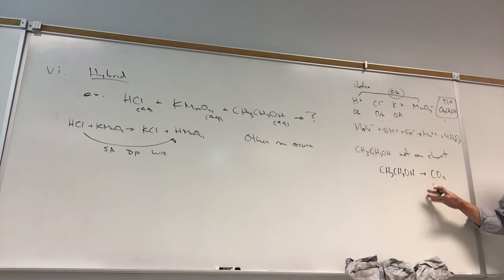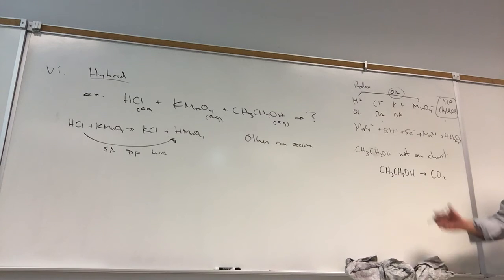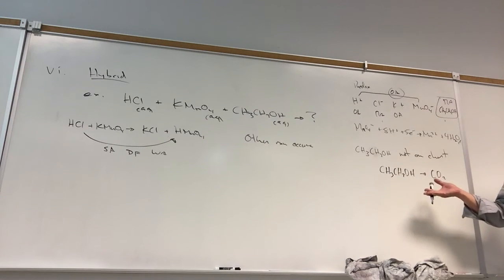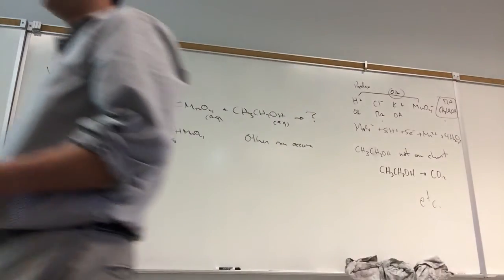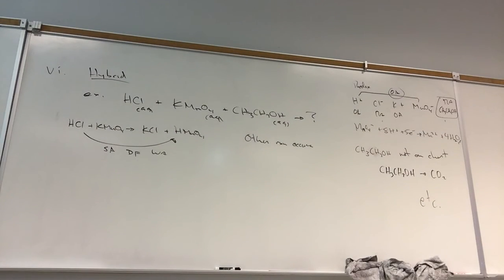Okay, so we can figure this out, right? This is called the hybrid method because the other half reaction we can figure out by using the stuff we already know. I'm not going to finish this because this is exactly the same reaction we did for skeleton redox.